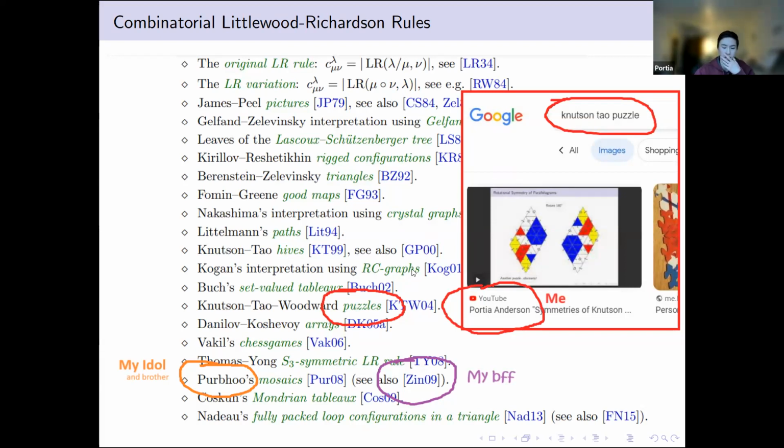Okay, first of all, this is my idol, Kevin Purbhoo. I don't know what to say. I read one paper of his, this paper about mosaics, and I really loved it. And he's also my brother. Then over the summer at the Schubert conference, I accosted him in a Mediterranean place and told him he was my idol. And he said that was weird. And I loved it. I think he did too.